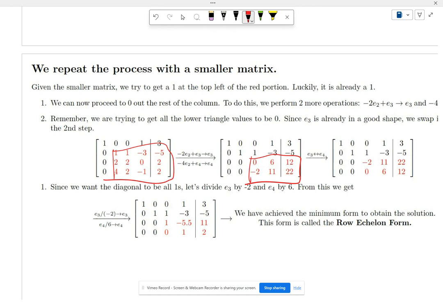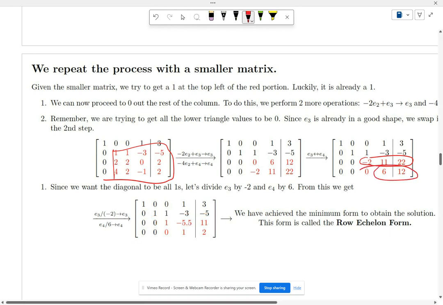Next, we want a 1 here. We don't want a 0. So we can swap the two. I'm going to swap the two so that the 2 is here. Now, remember, I want this to be a 1, so I'm going to divide it by -2. So this is a 1 again. And this one, I'm just going to divide by 6. So this is also a 1. And now we've achieved the minimum form to obtain the solution.